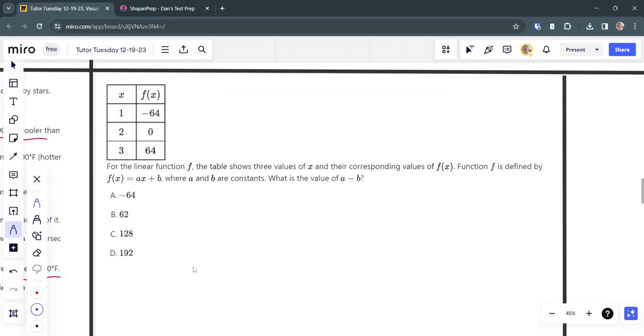So this one's talking about a linear function. It shows 3 values of x and their corresponding values of f of x. The function is determined by f of x equals ax plus b. Okay, so it's just a linear function, and we want to find the value of a minus b. I mean, that should be pretty simple, right?